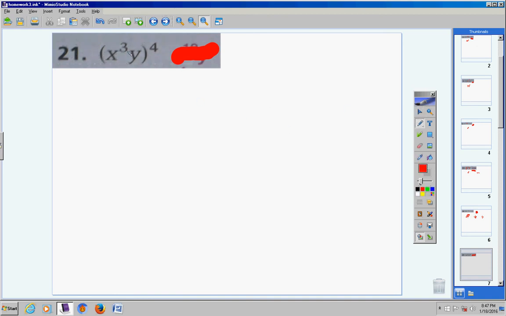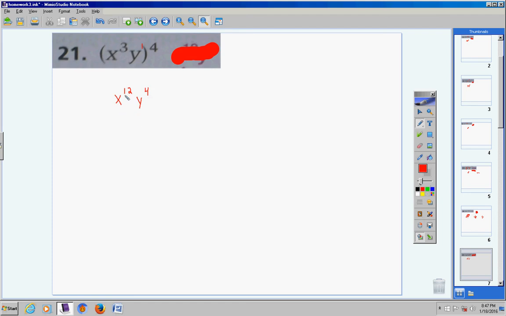Okay, here we have a bunch of powers. Now remember, if this was 2 terms, you could not do this, okay? But it's 1 term. They're multiplying here. So it's 1 term, okay? We have some exponents or powers being raised to a power. Alright, so here we go. 4 times whatever powers are being raised to a power, you multiply. 4 times 3 is 12. 4 times 1 is 4.